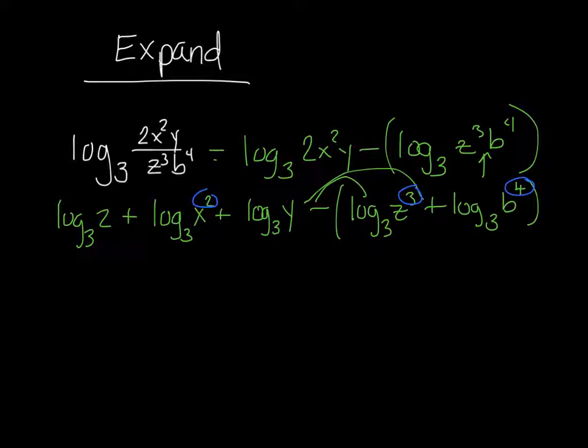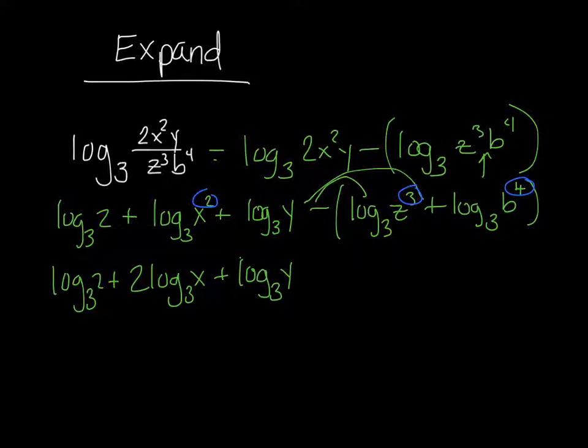So now as I rewrite it, I'm going to write them out in front. So I have log base 3 of 2 plus, now I have a 2 log base 3 of x plus log base 3 of y. And then besides just moving the exponents in front, I'm going to also distribute my minus sign. So it'll be a minus 3 log base 3 of z minus 4 log base 3 of b.